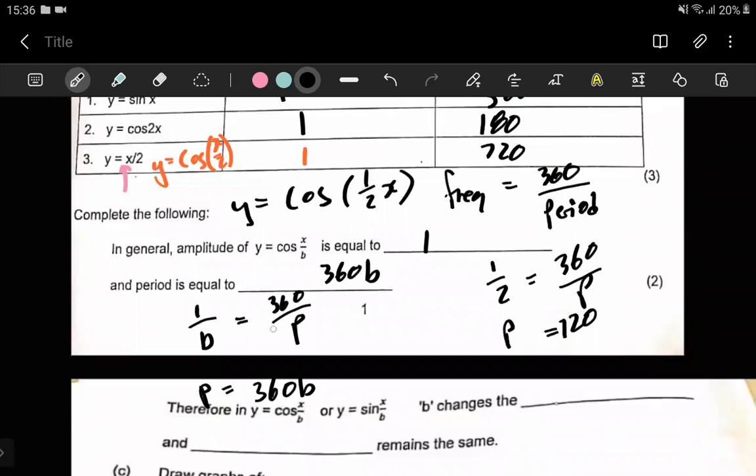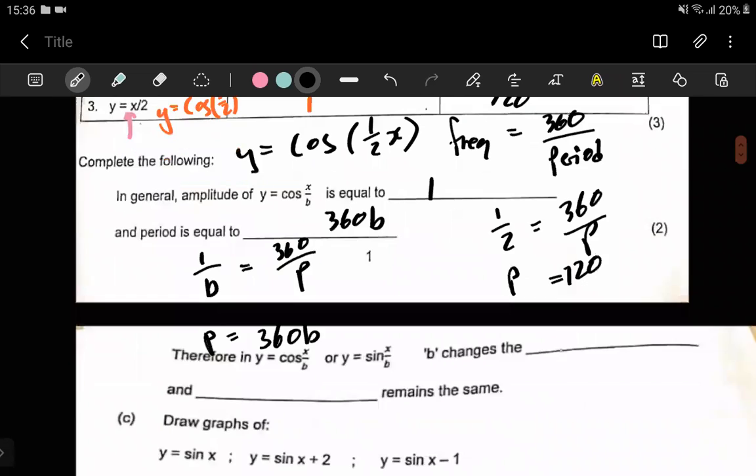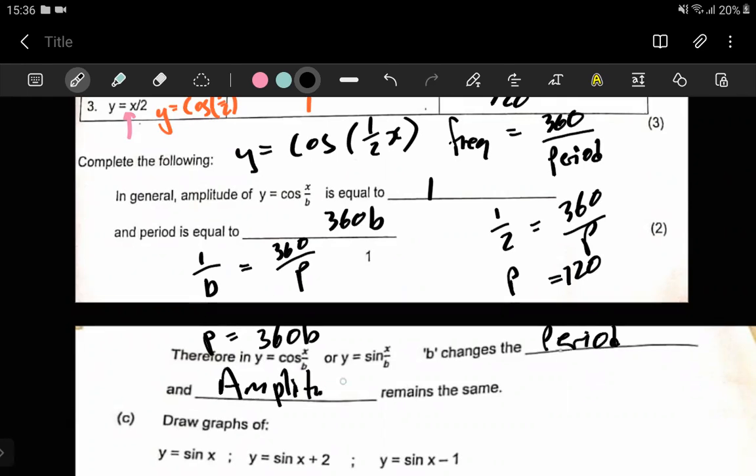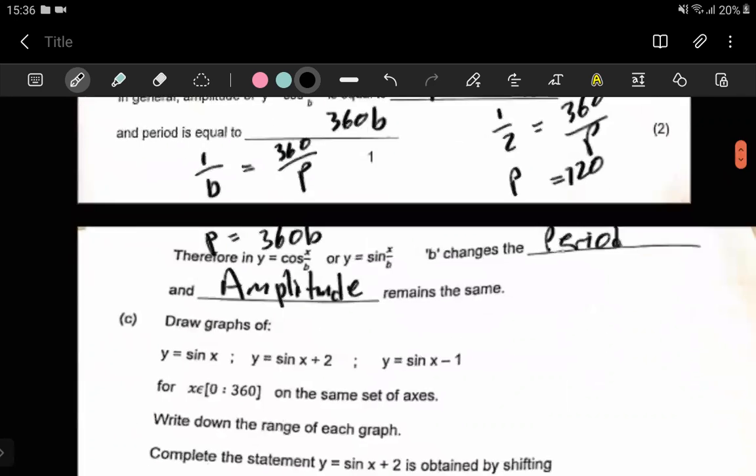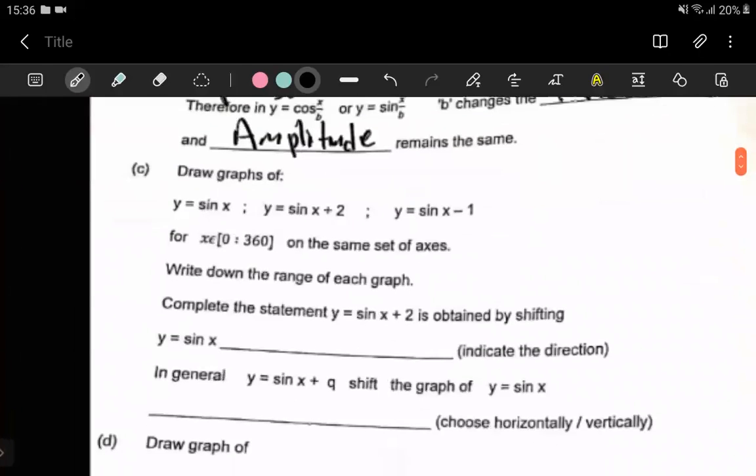Yeah, we just threw it into this formula. Now here it says, therefore, in y is equal to this, or y is equal to this, B, we can see that B changes the period. B changes the period, and the rest remains the same, and amplitude remains the same, because amplitude is affected by whatever is out there. Drawing these graphs, that would be fine, because this one has just moved 2 up, 1 down.